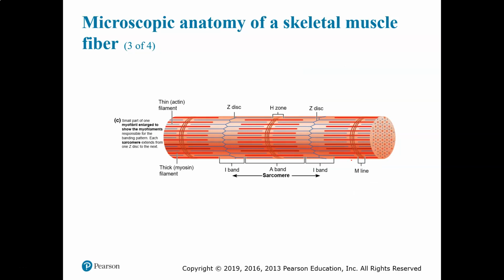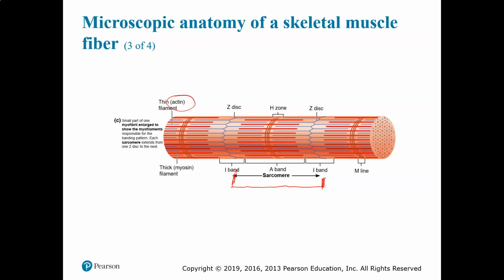The I band spans the distance that's taken up only by actin, which is the blue filaments. So I bands are half belonging to one sarcomere and half belonging to another sarcomere. The sarcomere actually starts in the middle of one I band and travels the distance across a single A band to the middle of the next I band.